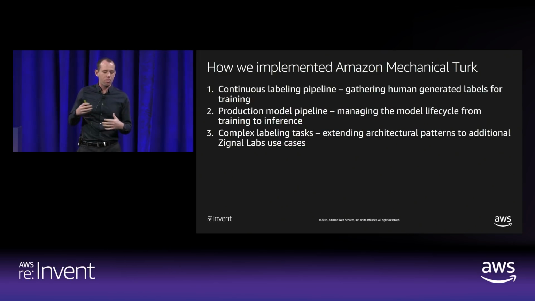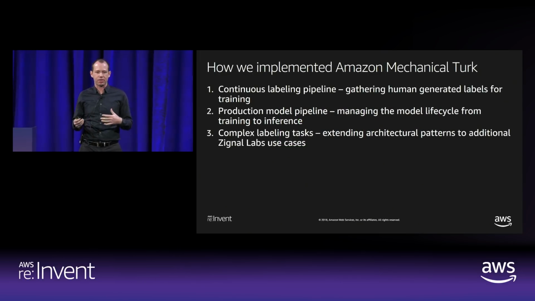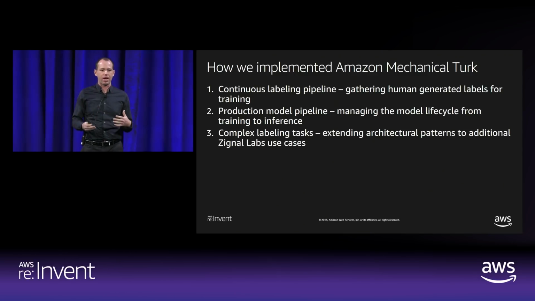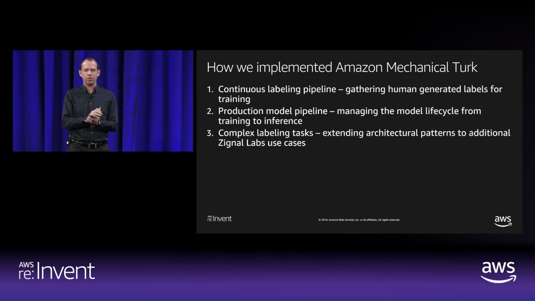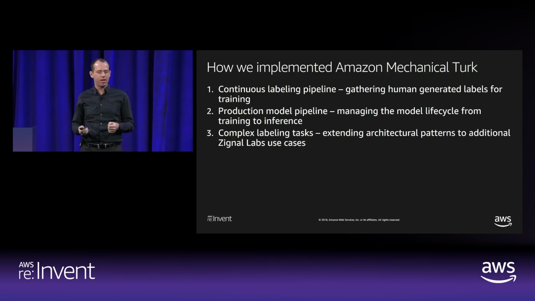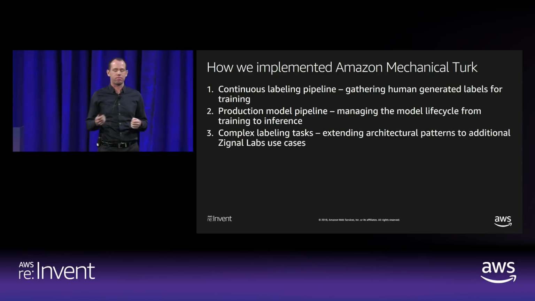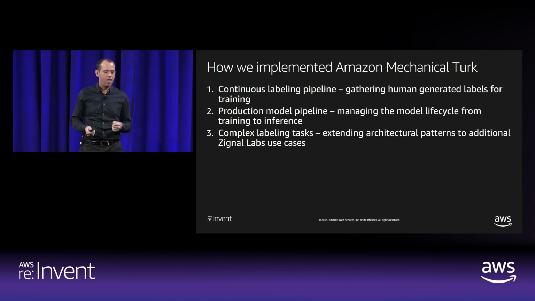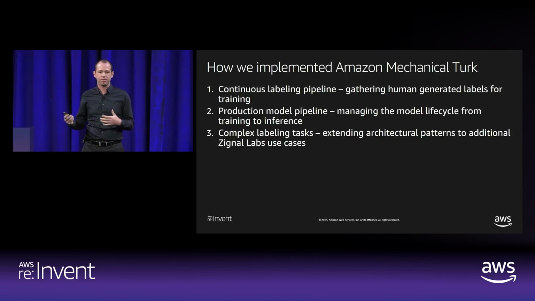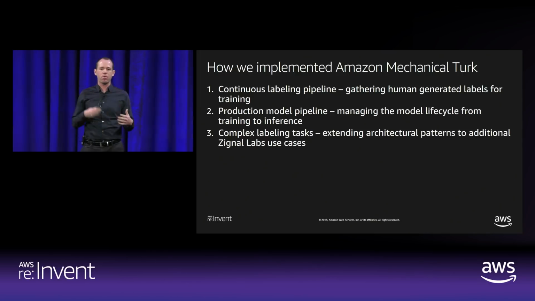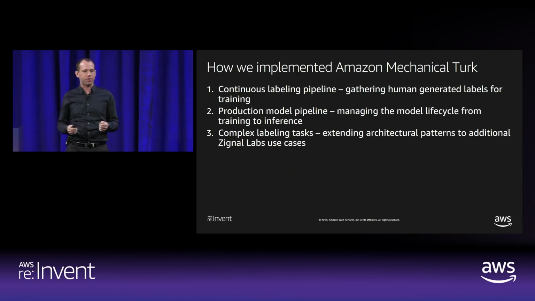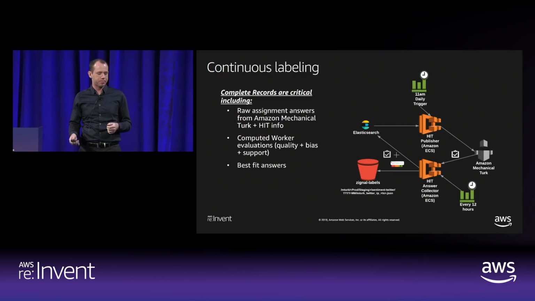So I'm going to essentially walk through 3 key aspects here. First, we're going to start at our labeling pipeline, how we get data from our platform up to the crowd and get labels. Secondly, we're going to look at our model lifecycle, how we leverage these labels to do inference inside of a real-time data pipeline. And lastly, we're going to look at what's next for Signal Labs and how some of our tasks have become more complex and how Mechanical Turk is still able to support that.